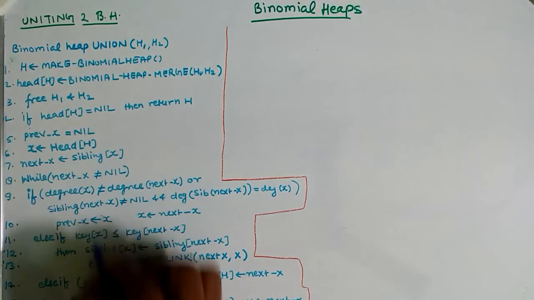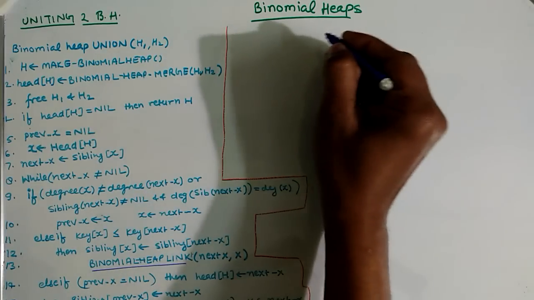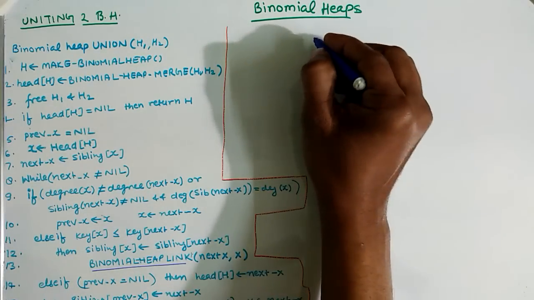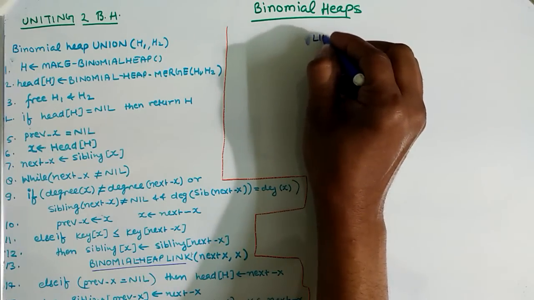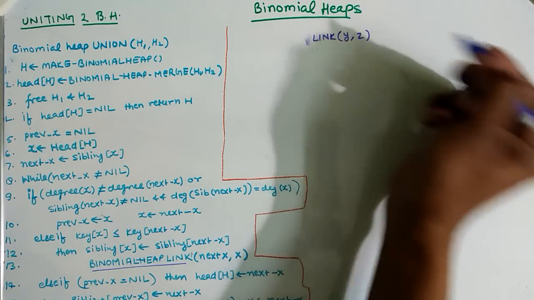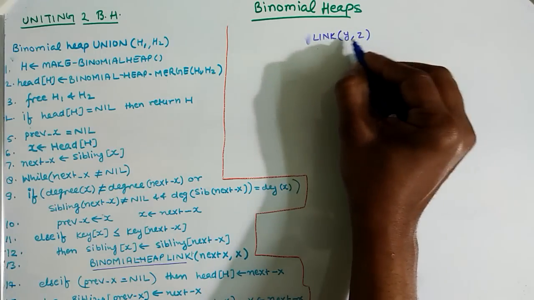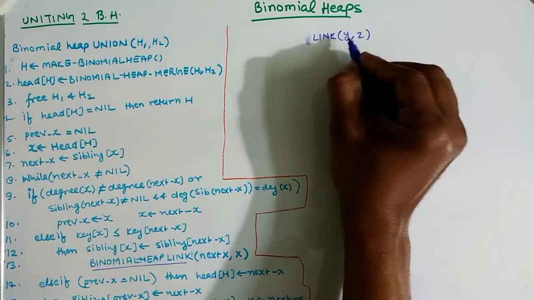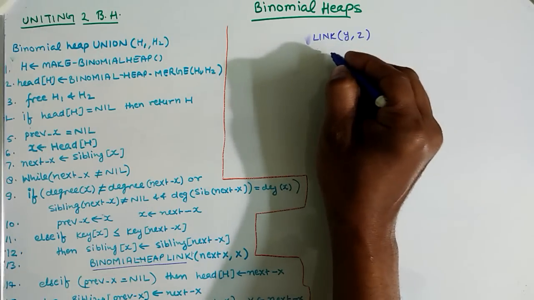So in this algorithm, here it is the binomial heap link procedure. So it will call the binomial heap link procedure. I just write link procedure instead of binomial heap link. The link procedure will pass two pointers y and z. In order to make z a parent of y, we pass y and z into the link procedure. So it will just update the pointers.